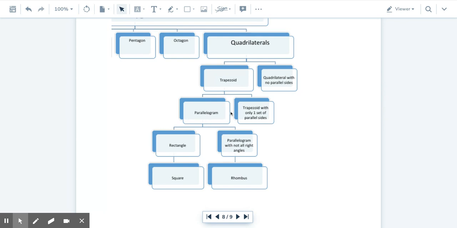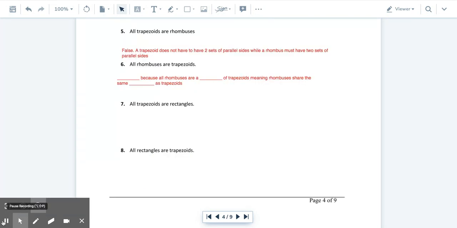We used our shape hierarchy in order to prove that, and we backed it up by using the definitions and our keywords. Number five is false because a trapezoid does not have to have two sets of parallel sides, while a rhombus must have two sets of parallel sides. For number six, I want you to read the statement I have here, and I want you to determine what words could go in the blanks. Pause the video here and do that now.